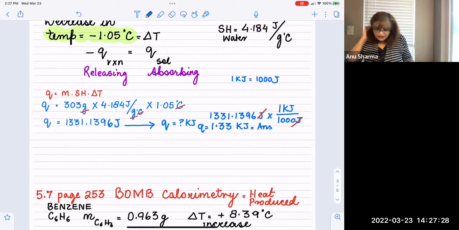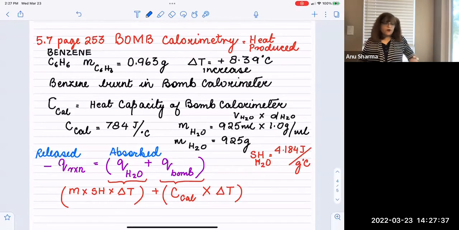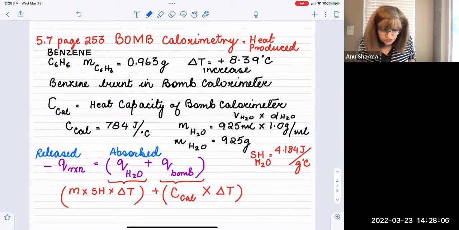So that's the answer. Okay, now let's look at the next problem, which is 5.7, and this relates to bomb calorimetry. Okay, so bomb calorimeters are like closed, very closed containers, tightly sealed. So all the heat that is involved in this reaction gets trapped inside. And we also measure the heat capacity of the bomb calorimeter. So let's look at this problem, which is on page 253, problem 5.7.